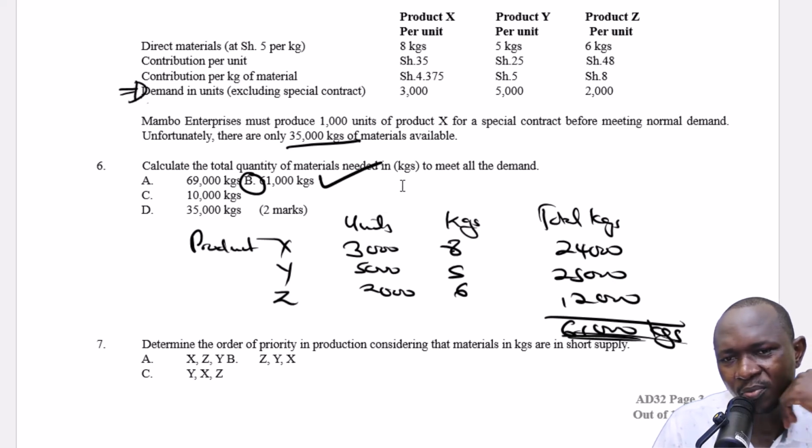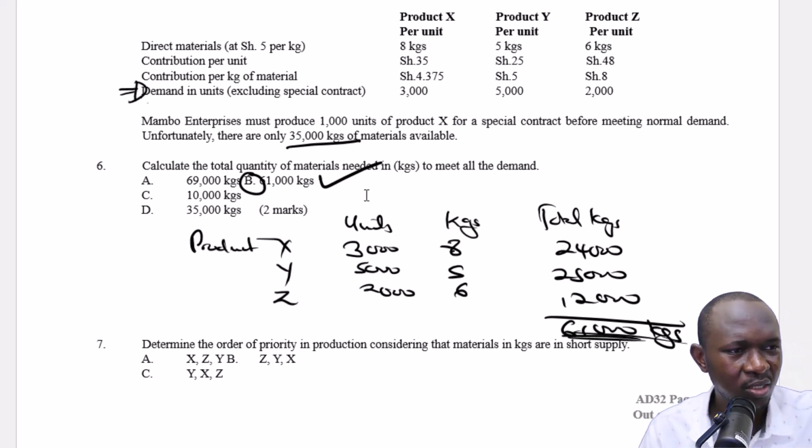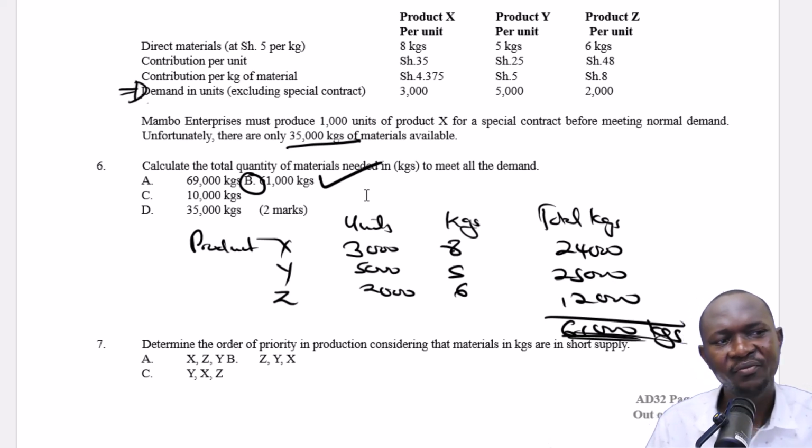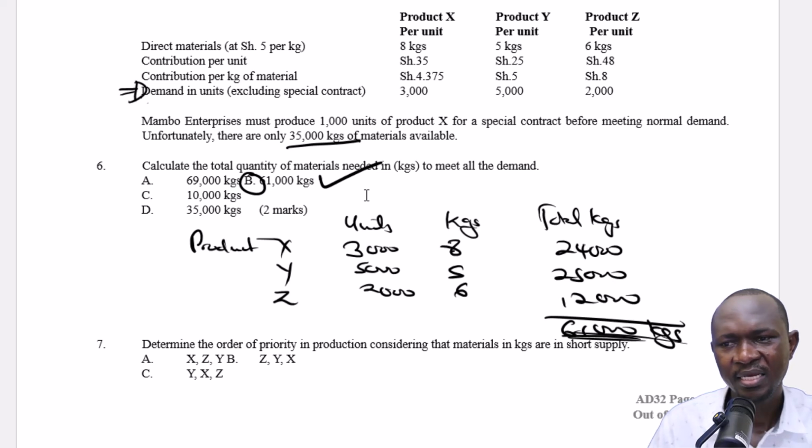How do we know the profitability of a product? We just go to the contribution per unit. So check on the contribution per unit. The contribution per unit for product X is 35, for product Y is 25, and lastly, for product Z is 48. Those are the contributions per unit.